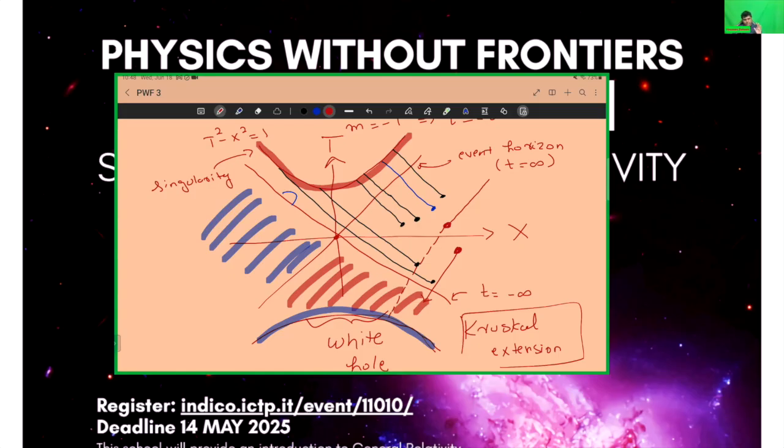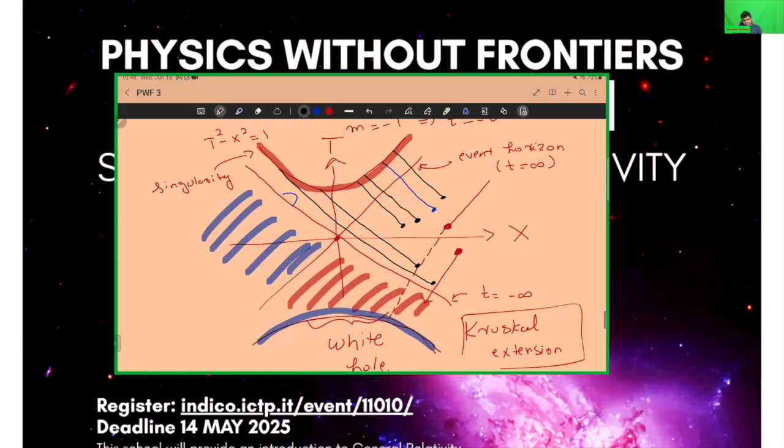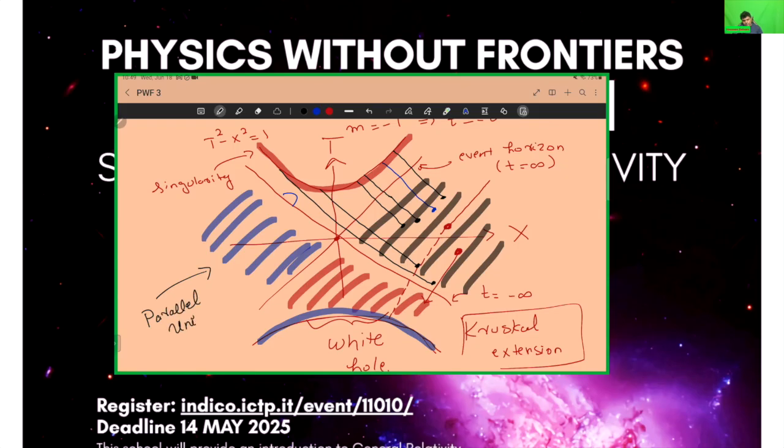I'm just being very sketchy here because we don't have enough time, but this is something that you can learn on your own, the Kruskal extension. What about this blue region? If you look at this region that I'm going to mark now, this is the exterior of the Schwarzschild black hole. So this blue region is interpreted as a parallel universe, or an extended external region, as some people call it, but I think I can just call it a parallel universe. Can you go from this black region to the blue region?